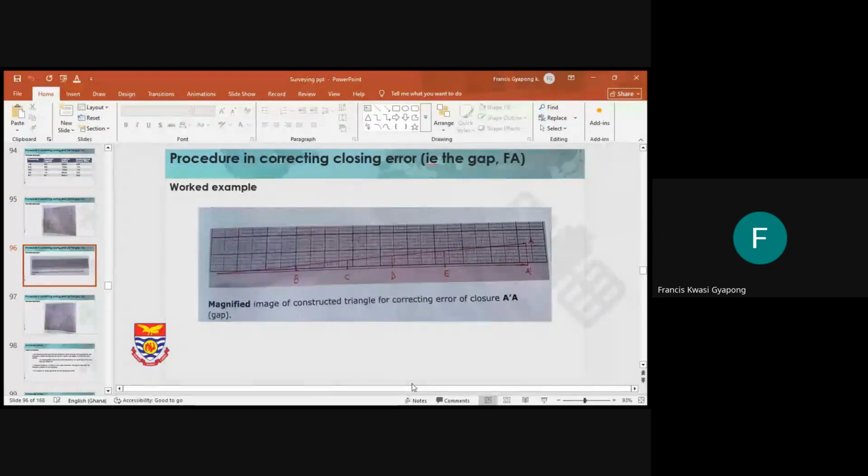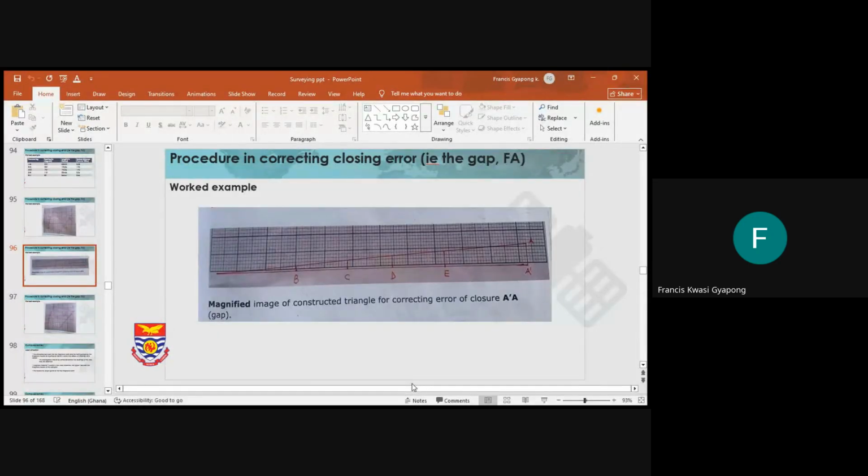All right, so we are done spreading the error. We have distributed the error over the various traverse legs. That gap that existed was 0.5. When we shared, BB prime got 0.2, CC prime got 0.3, DD prime got 0.4, EE prime got 0.45. Every one of them has gotten its fair share.